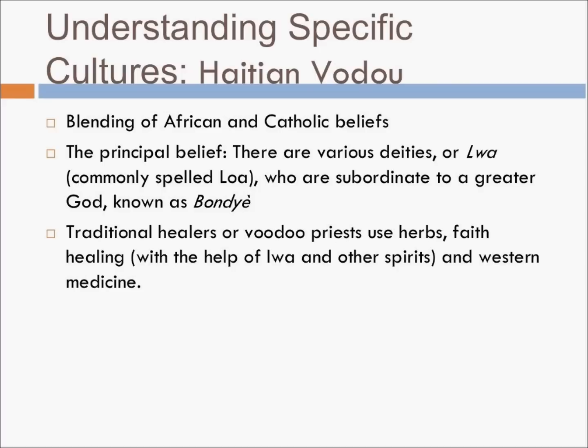Some Haitians practice voodoo, and contrary to the stereotype of voodoo, nobody practices human sacrifices or casting spells or that sort of thing. Typically, people that believe in Haitian voodoo are believing in a religion that is a mix between African and Catholic beliefs. It has a god, and it has loa that are special spirits. And there are traditional healers or voodoo priests. They use herbs and faith healing in combination with Western medicine.